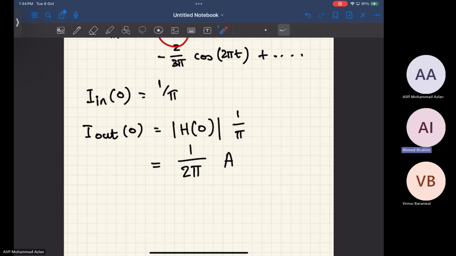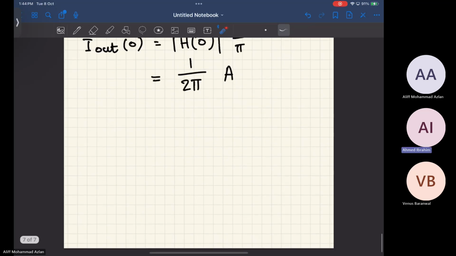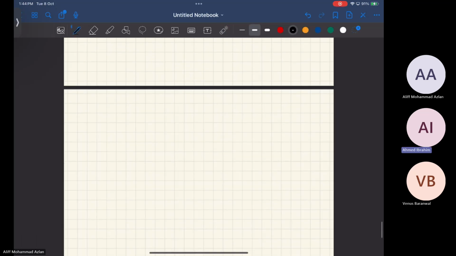All right, that's question 2. I kind of skimmed over it quickly. Are there any questions about it? Okay, cool. Let's move on to question 3.